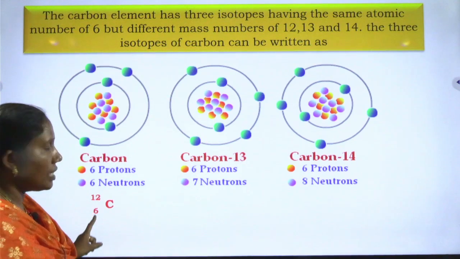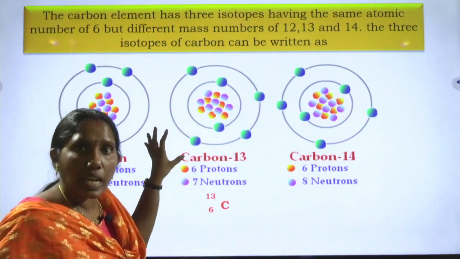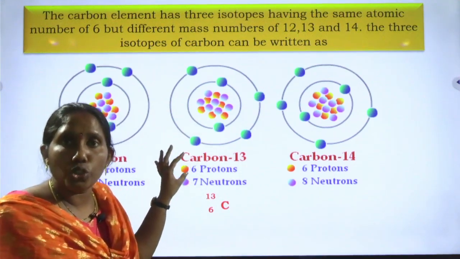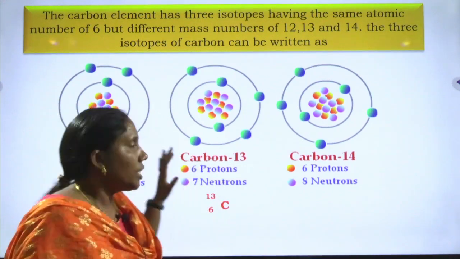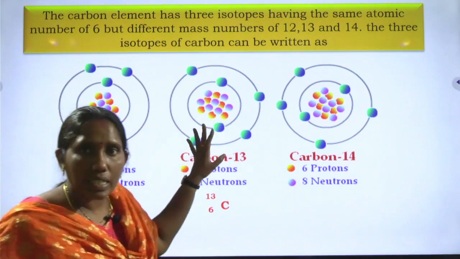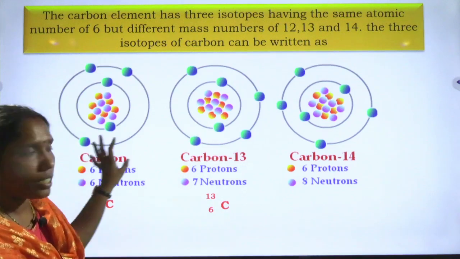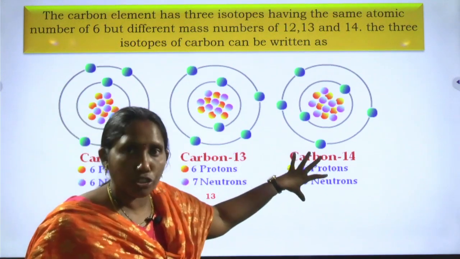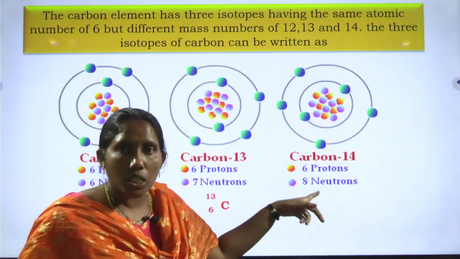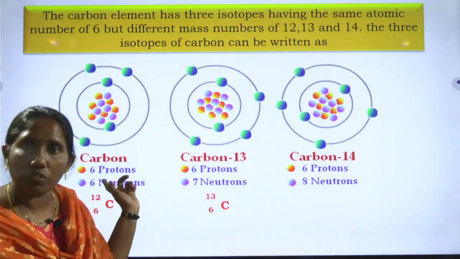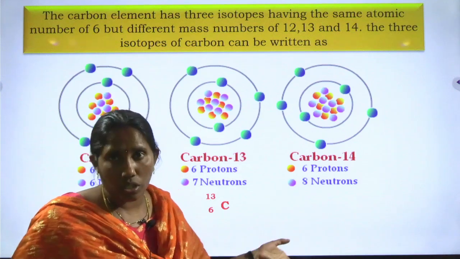Here it is C612. Coming to here, it is C613, means it has 6 protons and 7 neutrons, and its mass number is 13. The mass number here is 12, then 13, then 14. Means the number of neutrons is 6, 7, 8. C612 isotope, C613 isotope, C614 isotope. These three differ in the number of neutrons. So, these are said to be isotopes of carbon of each other, right?